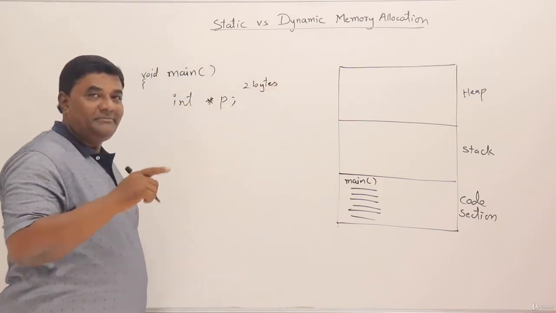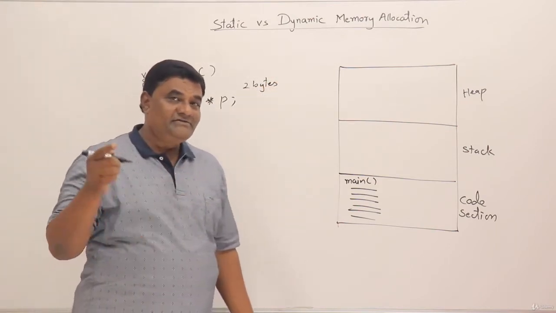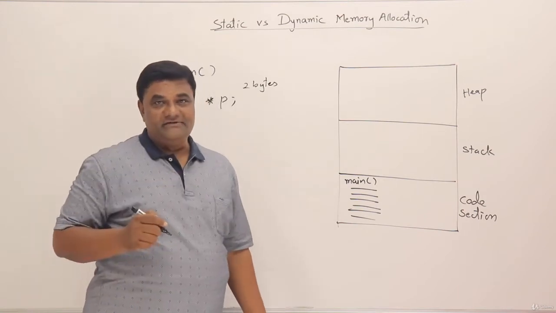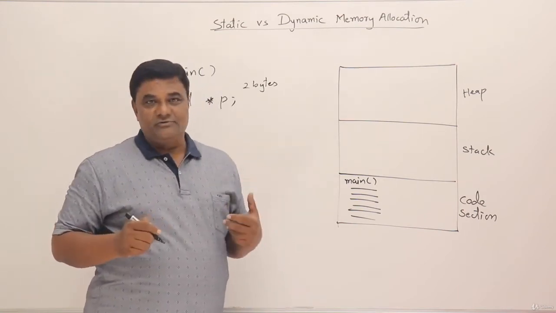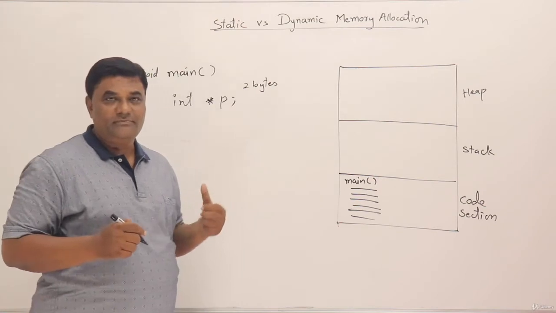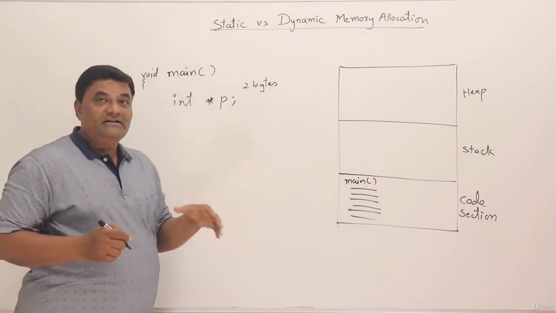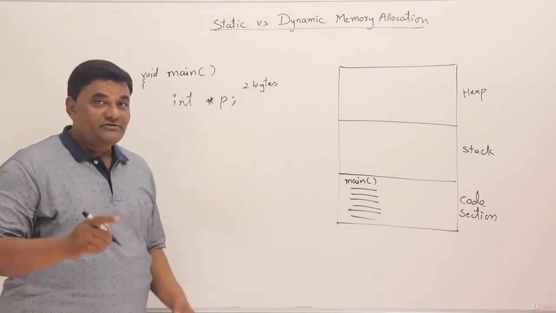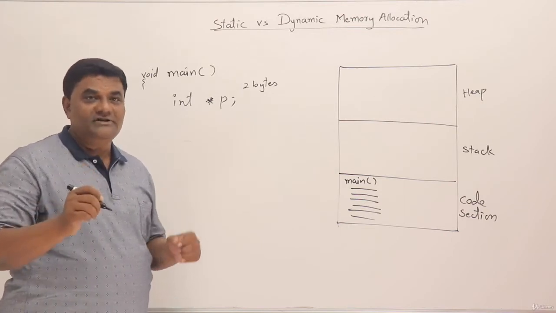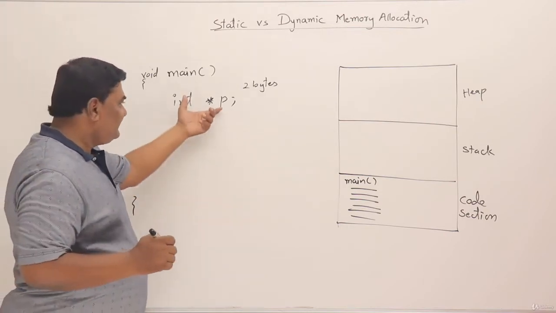Actually, the amount of memory taken by a pointer depends on the size of an integer usually. If an integer is 2 bytes, the pointer is 2 bytes. If an integer is 4 bytes, the pointer is 4 bytes. So let us just assume that the pointer is taking 2 bytes. So this needs 2 bytes.